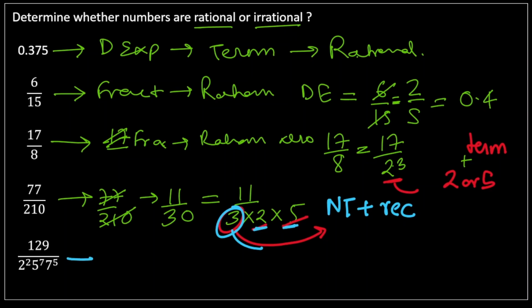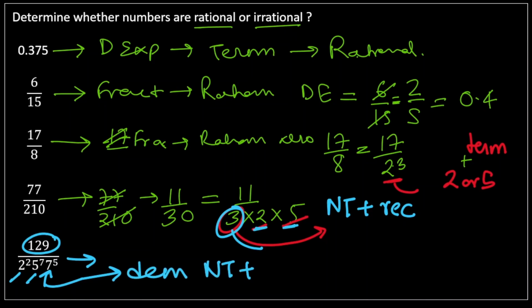Similarly, in this case, 129 is not divisible by 5, 7 or 2, but 7 is already there in the denominator. So we can say that it is again a non-terminating plus recurring decimal expansion. And of course, because it is written in fraction form, it is a rational number.